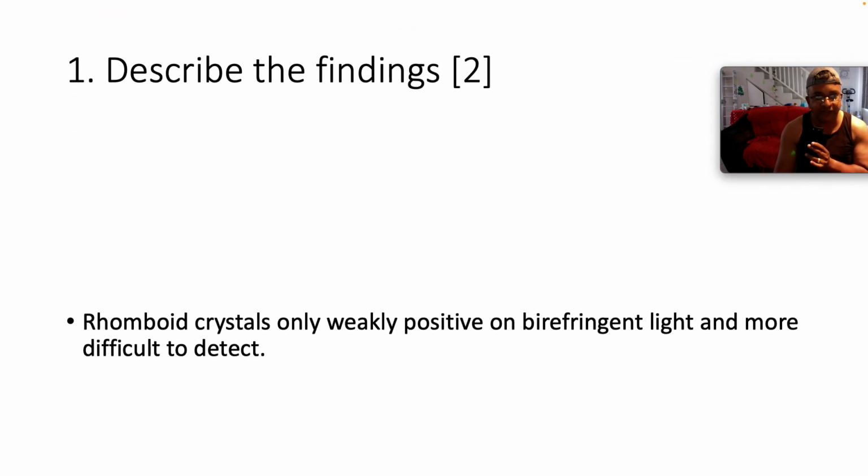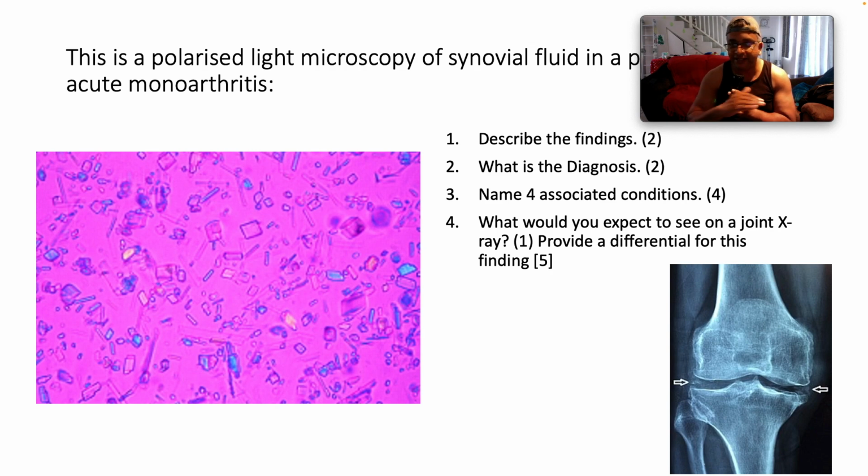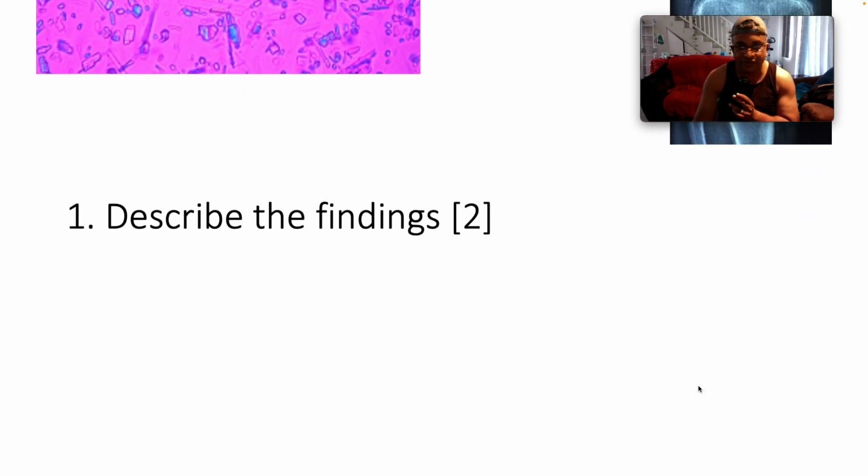So describe the findings. We're going to look at the answer, then we go back to the actual image. This is polarized light microscopy, and what you can visualize is rhomboid crystals, which are only weakly positive on birefringent light, and are more difficult to detect. Birefringence means that the light is hitting in 2 directions, parallel and perpendicular. Versus gout, where you get negatively birefringent needle shaped crystals, here we get slightly positively birefringent rhomboid shaped crystals. And this X-ray shows us chondrocalcinosis. These are little opacities that you see at the joint margins.